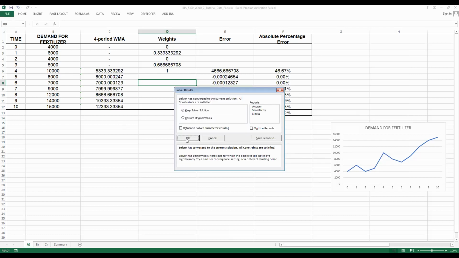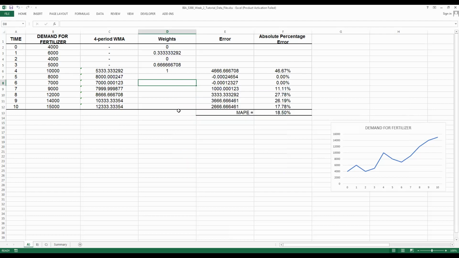Okay. Cool, so it's got a solution. It thinks the best thing to do is to give 2/3 of the weight to the most recent period, no weight to the second most recent period, about 1/3 of the weight to the period before that, and no weight to the period before that. That's kind of neat and interesting and a little bit weird, but all right. And it gives a pretty good MAPE, 18.5.